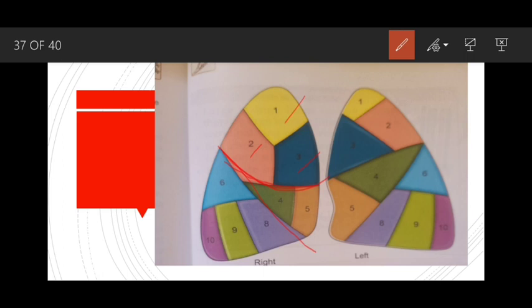And the middle lobe is divided into two parts: lateral and medial. The lower lobe is divided into four parts. The upper part is known as superior, right? And then medial basal, anterior basal, lateral basal, and posterior basal, right?